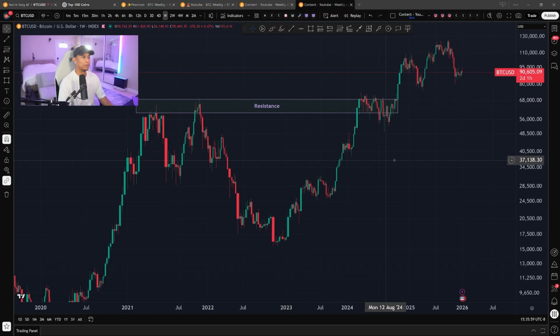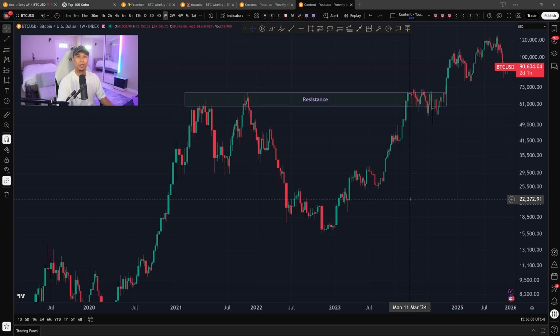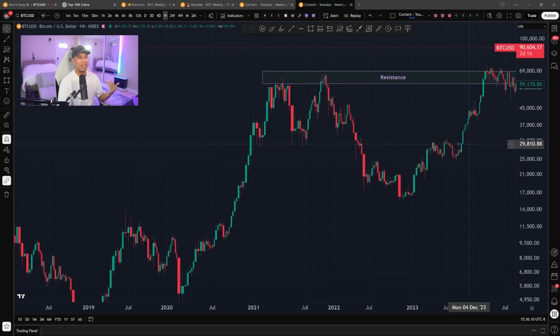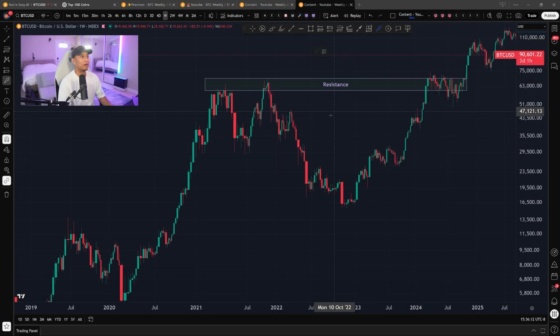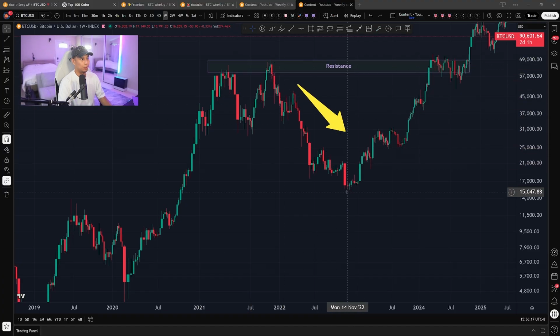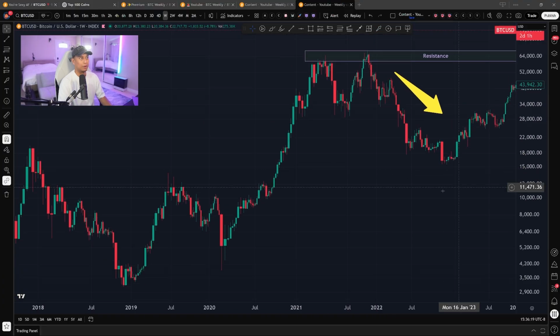Oops. Oh, okay, I was like, where did it go? I lost my train of thought. Okay, so this is where price came up and then it sort of got rejected. And then that's where we got our bear market here from 2021 to 2022. And that was not fun.